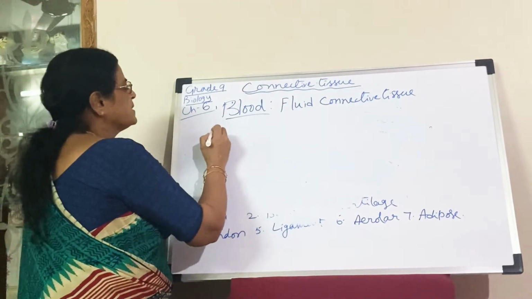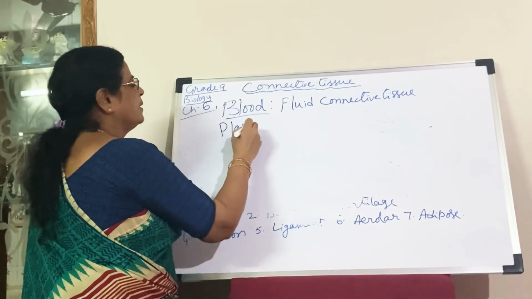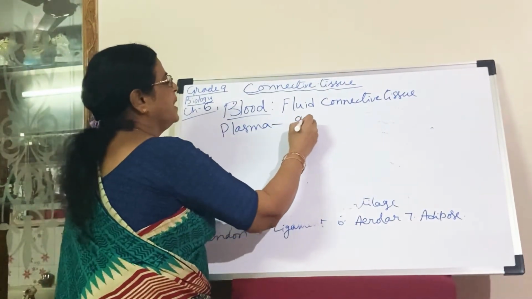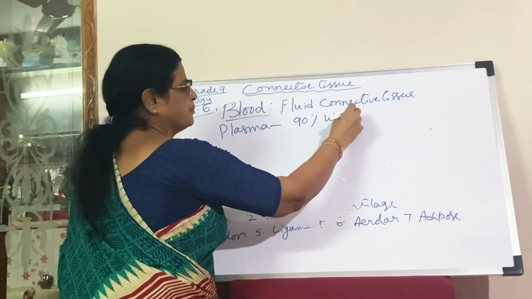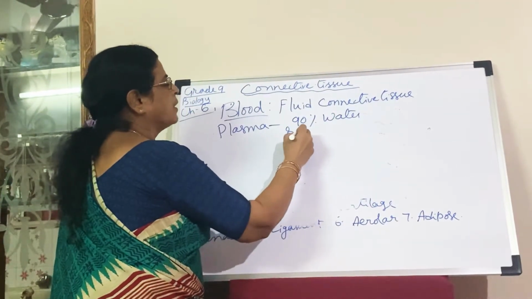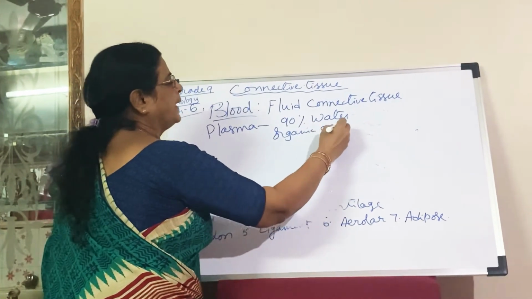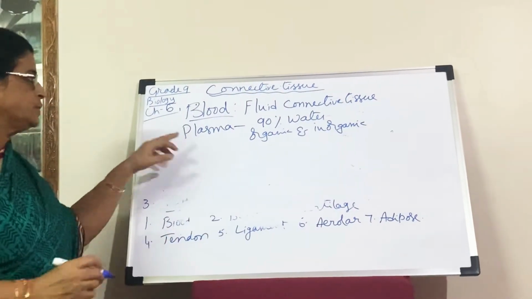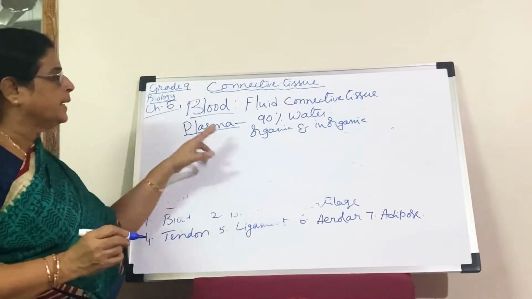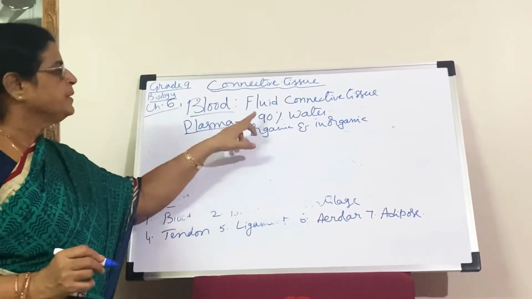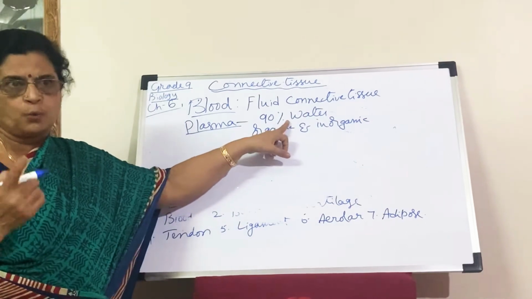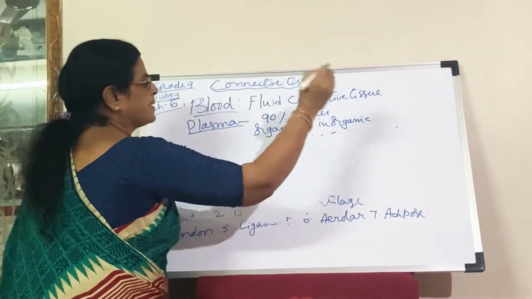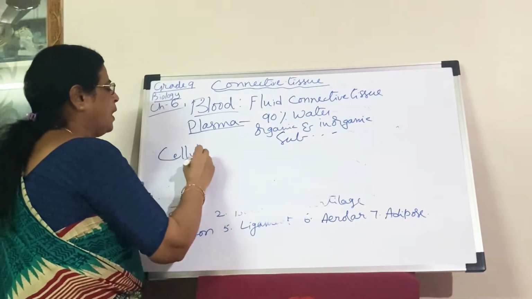Here, it has the fluid part called plasma. This is the matrix. This plasma contains about 90% water and the rest organic and inorganic components. Plasma is the fluid part, actually the matrix of the blood. It contains above 90% water, organic and inorganic substances.